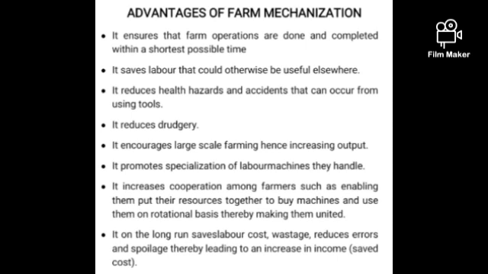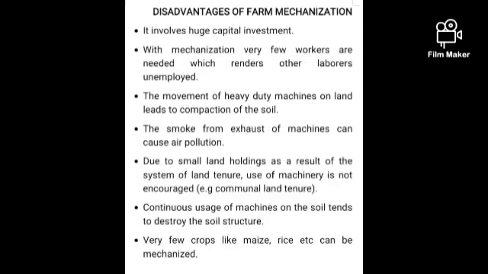Farm mechanization reduces drudgery. It encourages large-scale farming, hence increasing output. It promotes specialization of labor on the machines they handle. It also increases cooperation among farmers, such as enabling them to pool their resources together to buy machines and use them on a rotational basis, thereby making farm operation easier.